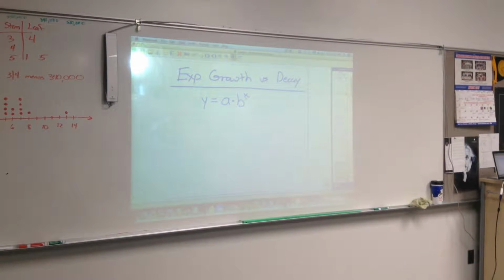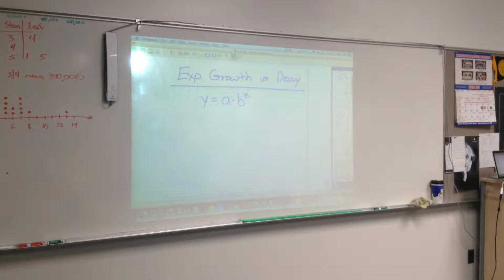Okay, exponential growth versus decay. We're going to be doing a lot of story problems with this. All right, pretty simple, easy to set up, and they're very applicable in my opinion. You will use this quite often. Y equals A times B raised to the X power. A is still your starting amount, and B is your growth or decay factor, depending on what's going on.